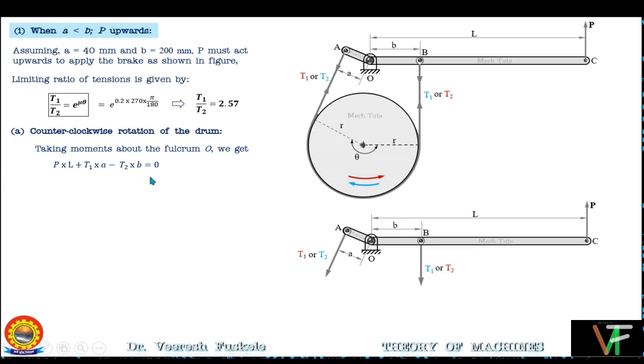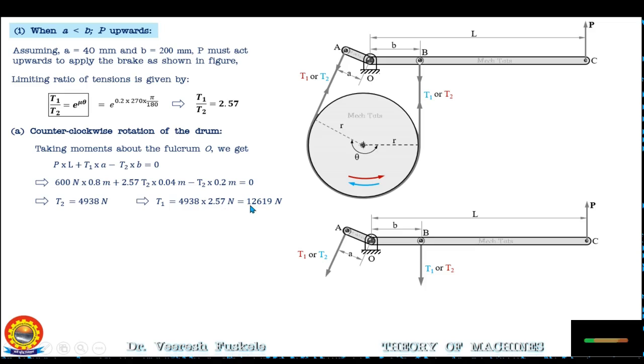So keeping the values of various parameters, we have P is nothing but 600 Newton, L is 0.8, T1 we have kept from this equation as 2.57 into T2, and A in this configuration is 0.04 meter and B in this configuration is 0.2 meter. So from this equation we can calculate T2 easily. So T2 is equal to 4938 Newton. Now keeping the value of T2 in this equation, we have T1 as 4938 into 2.57. This will give us T1 is equal to 12619 Newton.